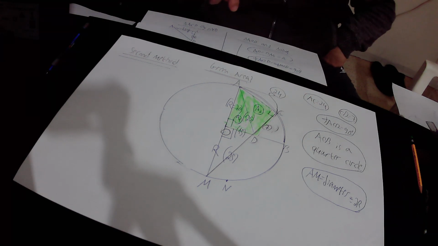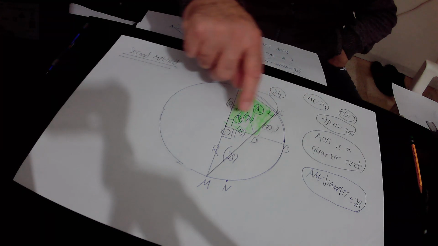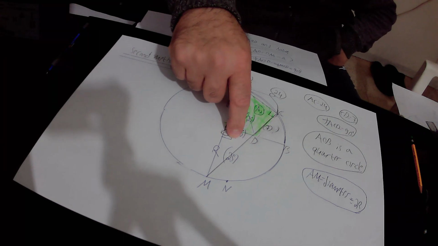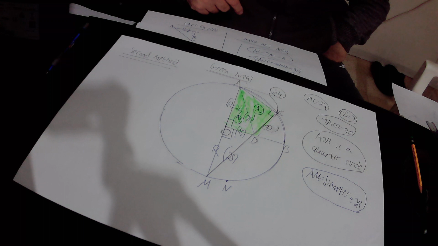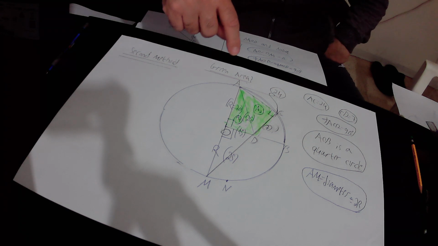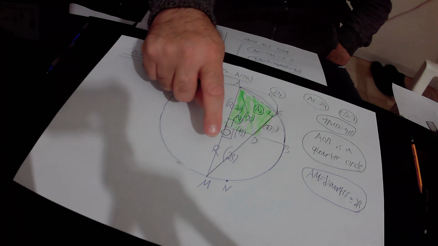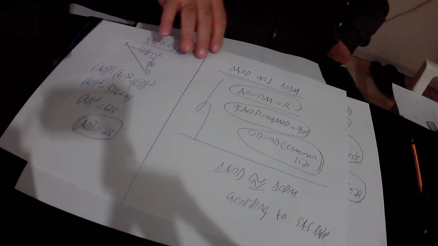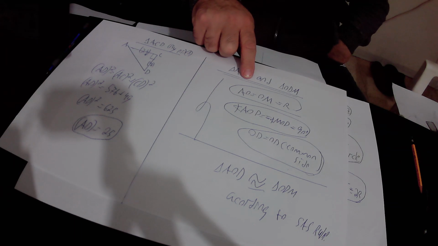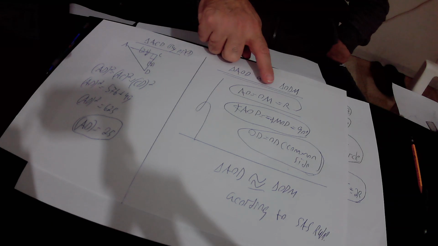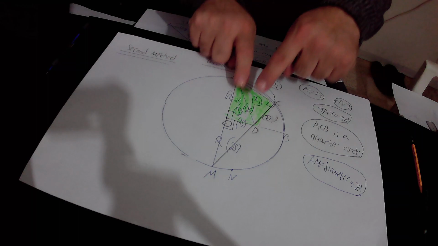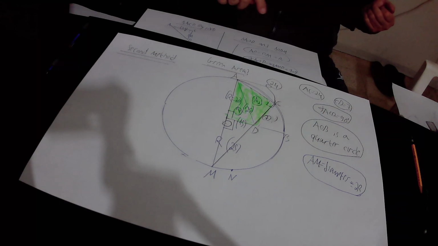In the next step, we proved that the green triangle ADO is congruent to the white triangle ODM. Why are those two triangles congruent to each other? First of all, AO equals OM. Side AO in the green triangle equals side OM in the white triangle. They are both the radius of the circle, therefore they are equal to each other.